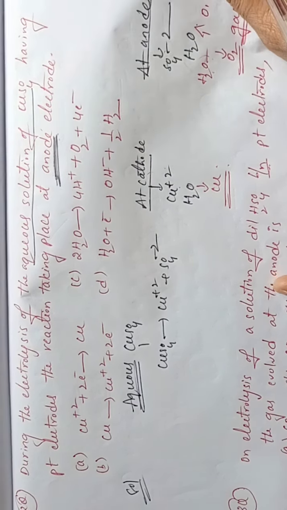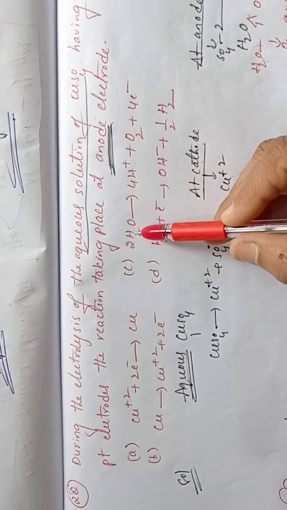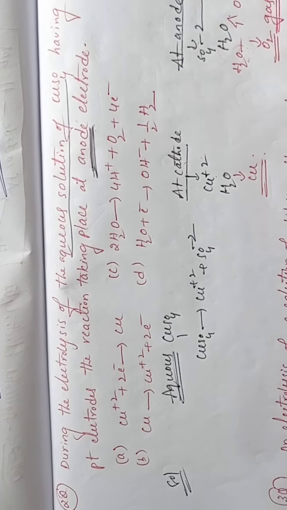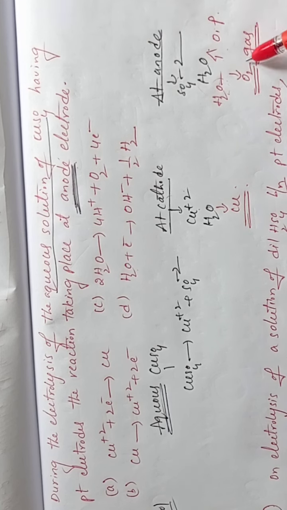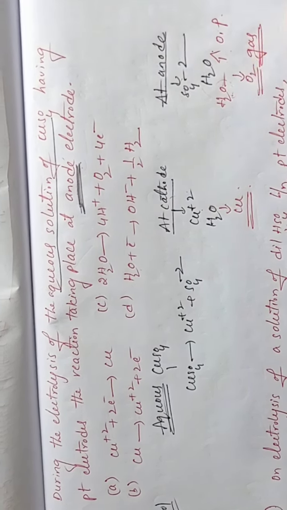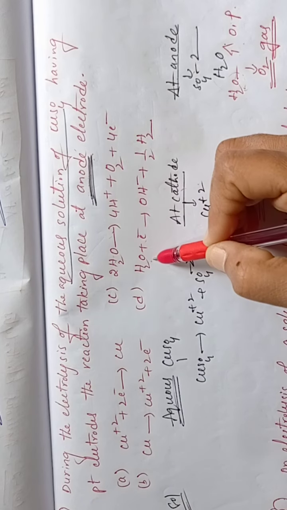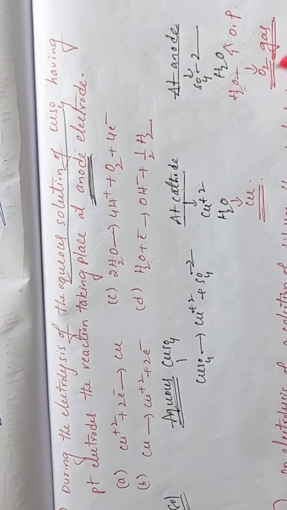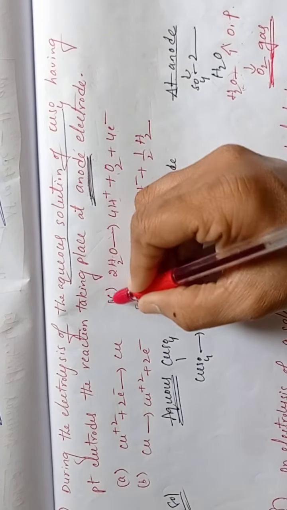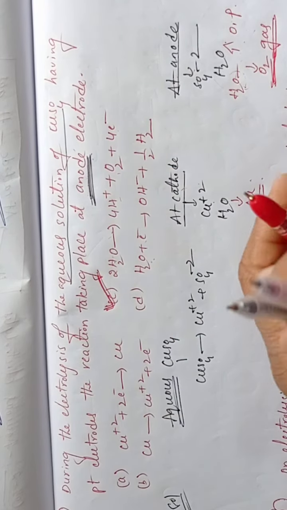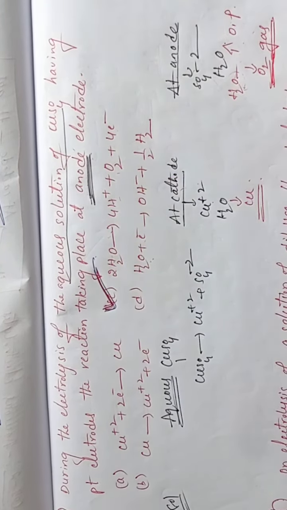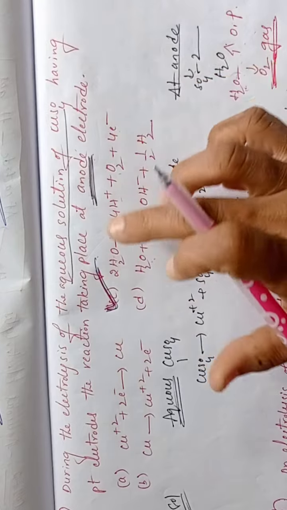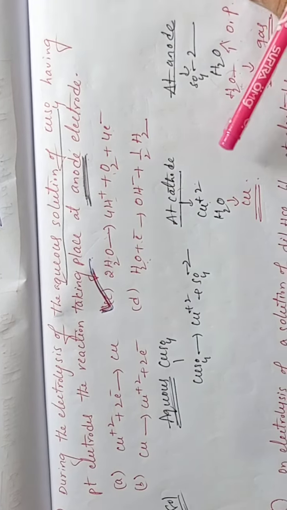Now which option is correct? See, students, at anode they are asking the reaction. So water undergoes oxidation because oxidation potential is more, so O2 gas is released. Oxidation is nothing but loss of electrons, and at the same time it is liberating O2 gas. So that's why option C is the correct answer. At anode, which reaction is taking place? Water loses electrons and liberates O2 gas. Clear? So that is the correct answer.